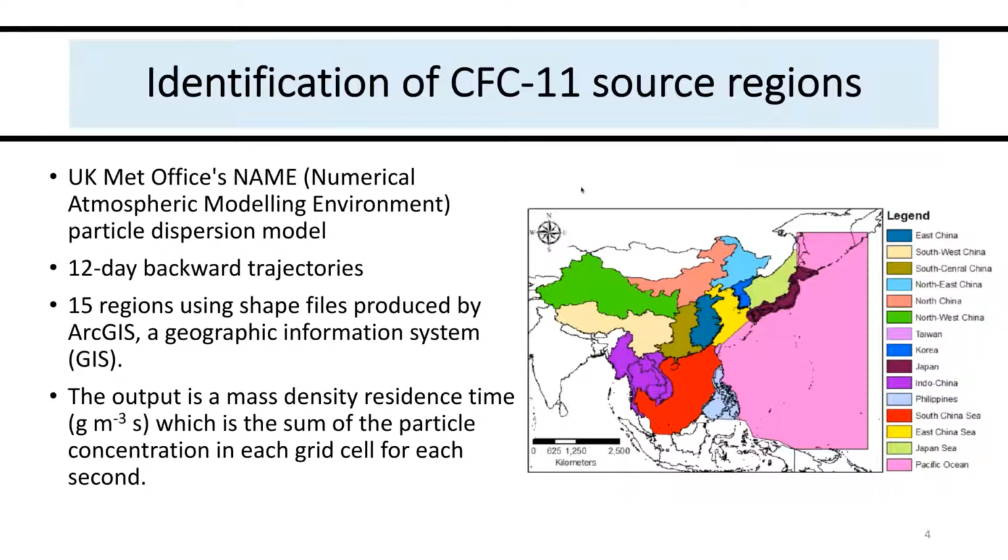The output is a mass density residence time, which is the sum of the particle concentration in each grid cell for each second. This was then used to investigate the influence of air from different regions.